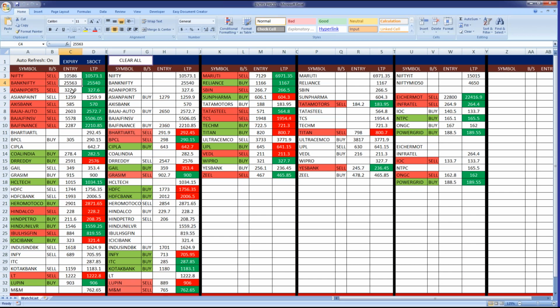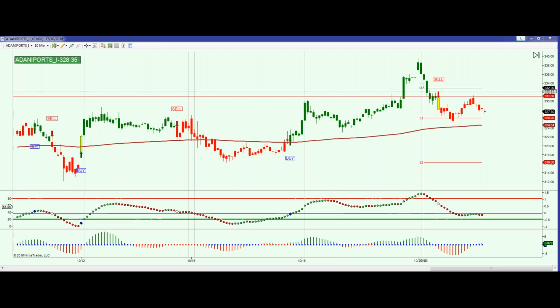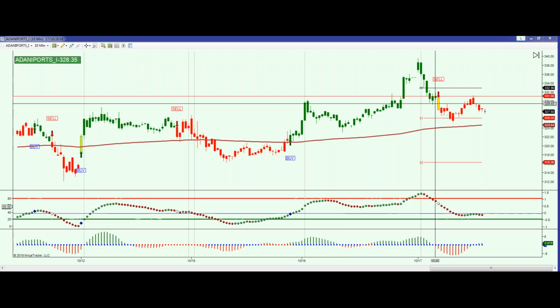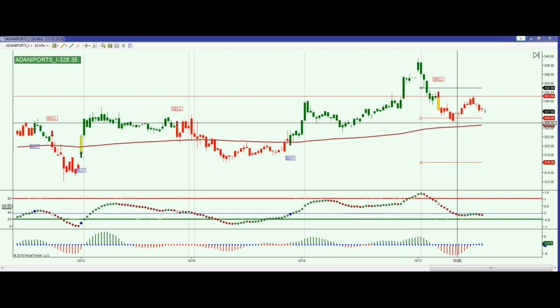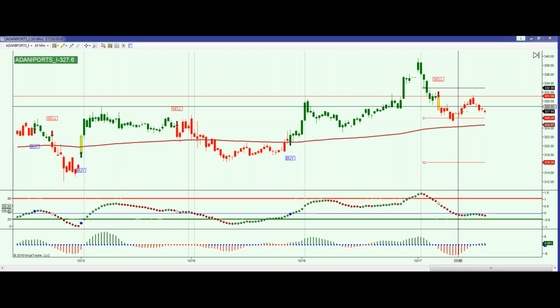Adani Ports actually, I'll just pick the chart for you. It already made its profit. And here you see the sell call. It already made its profit here at 325. So roughly around 3 rupees profit in Adani Ports.